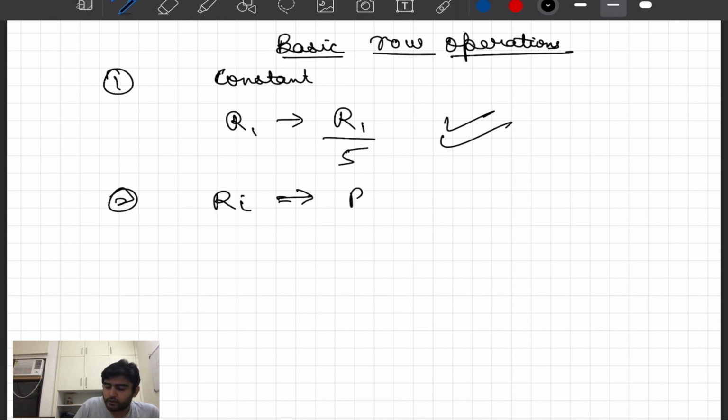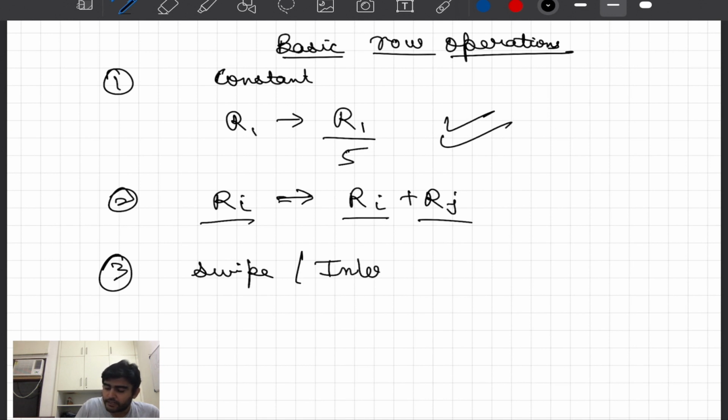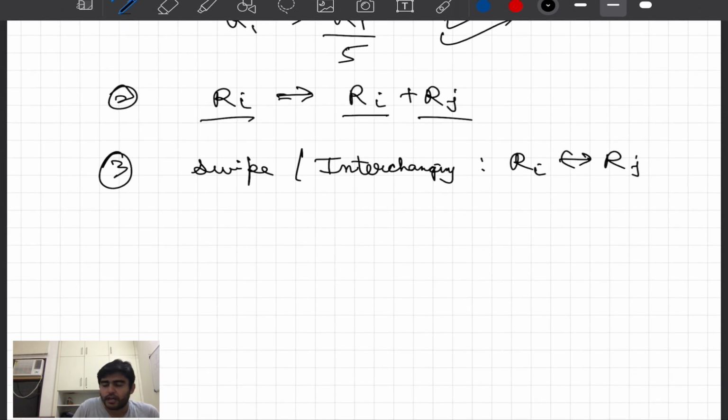Similarly, you can also add two rows, that is, Ri can be updated as Ri plus Rj. It would not change the dependence or independence structure of a given matrix. Finally, a very important operation that we will use is swapping or interchanging certain rows. So Ri can be swapped with Rj and so on.